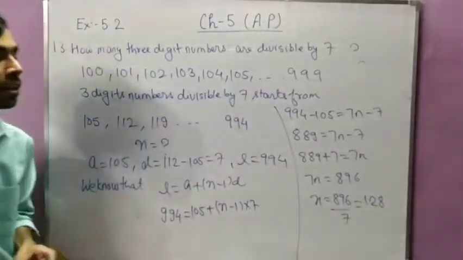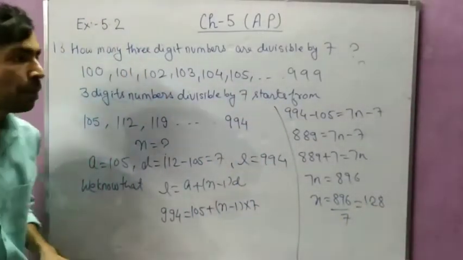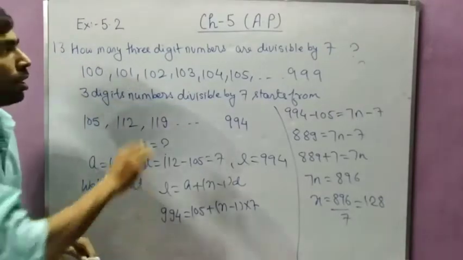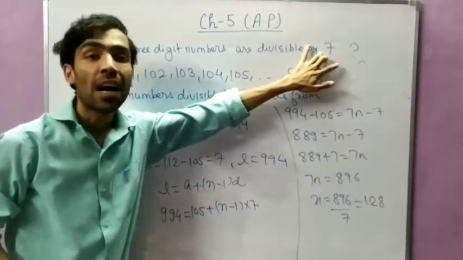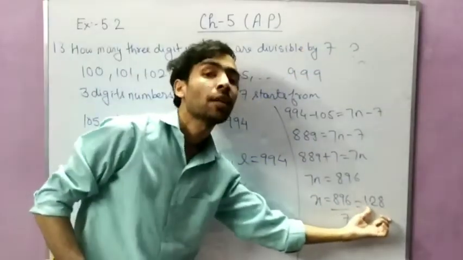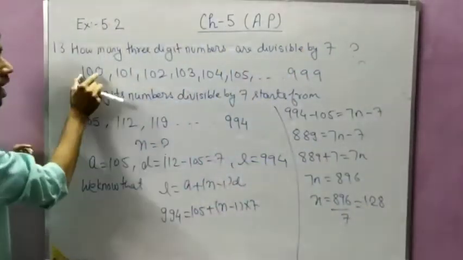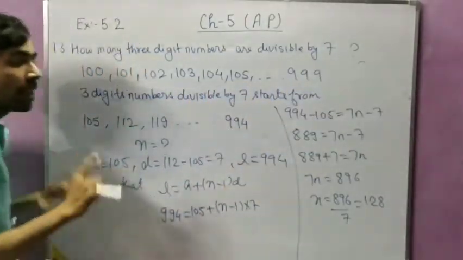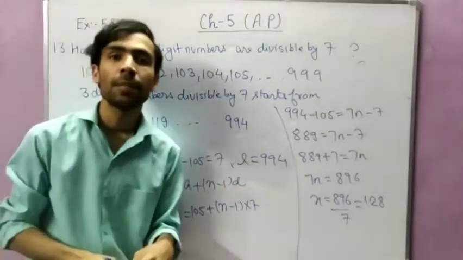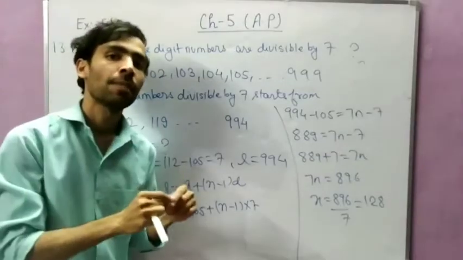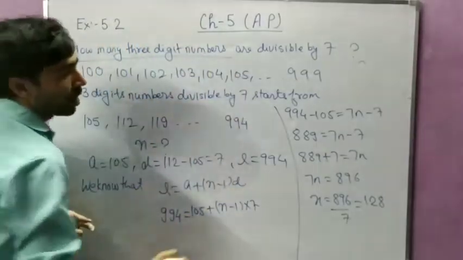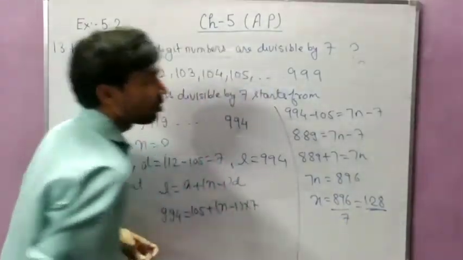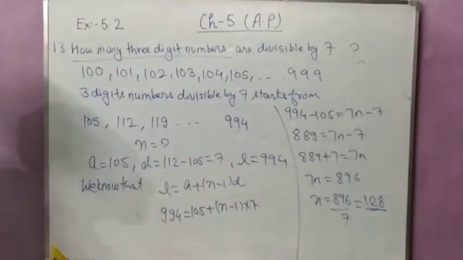So the value of n comes 128. It means the 3-digit numbers which are divisible by 7 are 128 numbers. Between 100 to 999 there are 128 numbers which are divisible by 7. So we have to count how many 3-digit numbers. So there are 128 3-digit numbers which are divisible by 7.